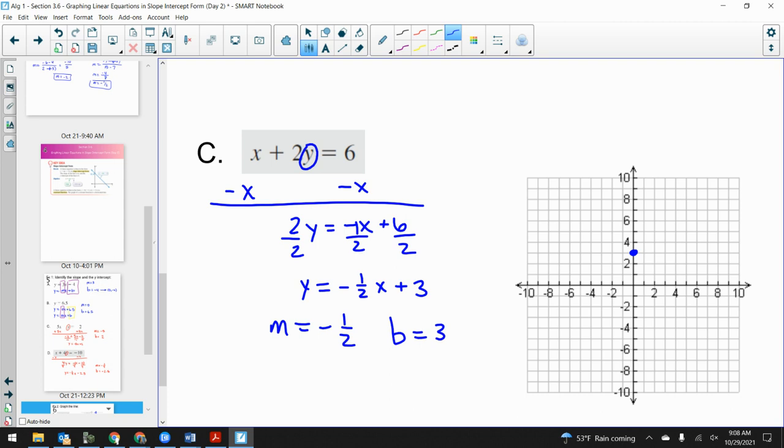-1/2. Negative slope. Down, right. Down 1, right 2. Down 1, right 2. Down 1, right 2. And so on. I could go up 1, but then I would have to go left 2. And there's my line. Whoa, missed a lot of points there.